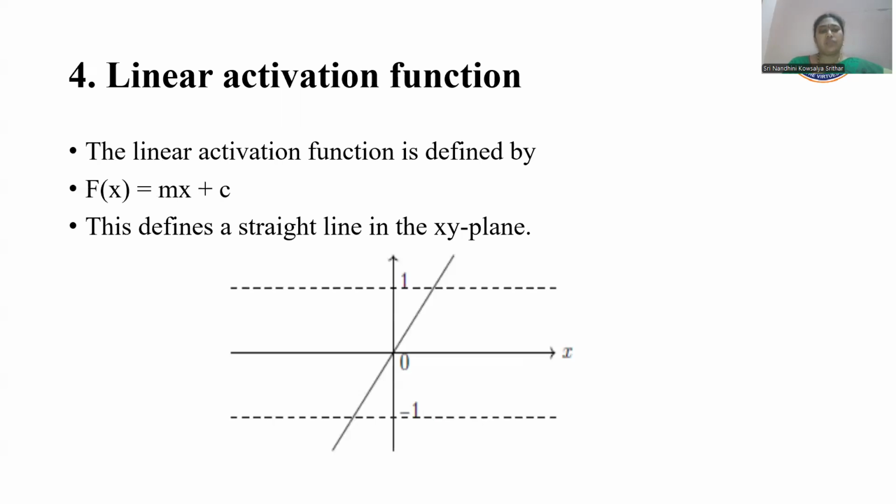Then the linear activation function. The linear activation function is defined by f of x equal to mx plus c. That is the line formula. F of x equal to mx plus c is known as the line formula. Here the graph is plotted as a line from the minimum value minus 1 to the maximum value plus 1. So this defines a straight line in the xy plane. The output is denoted in the graph as a straight line, because mx plus c is the formula of a straight line.